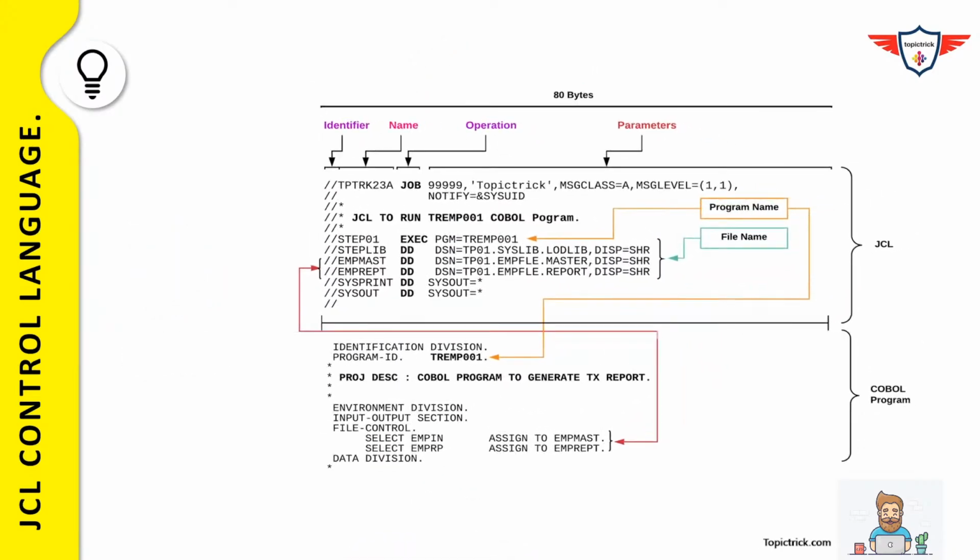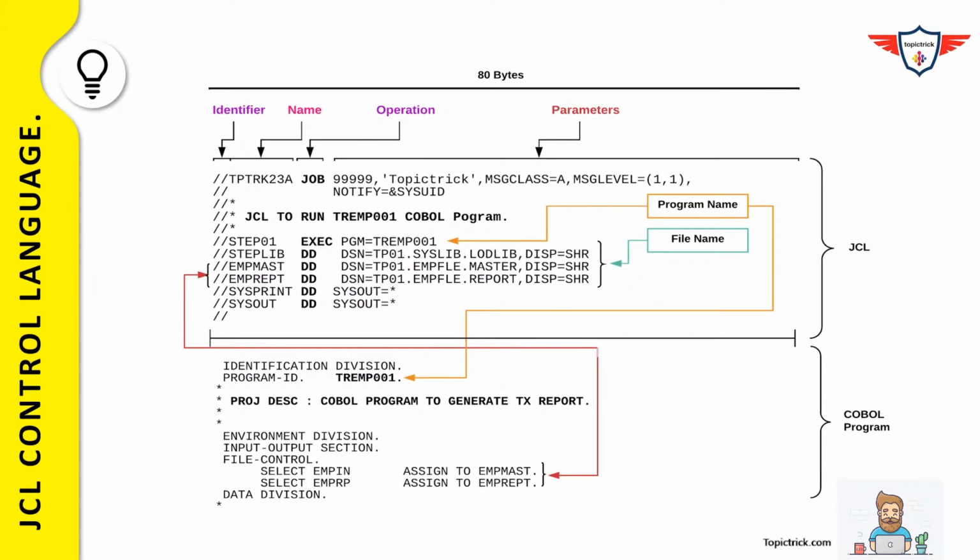If you look at this example, in the top section you have a sample JCL that will execute the program TREMP001. And the bottom section is a small snippet picked up from the COBOL program, right? The first two lines of the JCL are a job card. The job card is used to specify the information related to the job. The next three lines I've used as comments, just to inform what exactly this JCL is doing. I've mentioned that this is JCL to run the TREMP001 COBOL program.